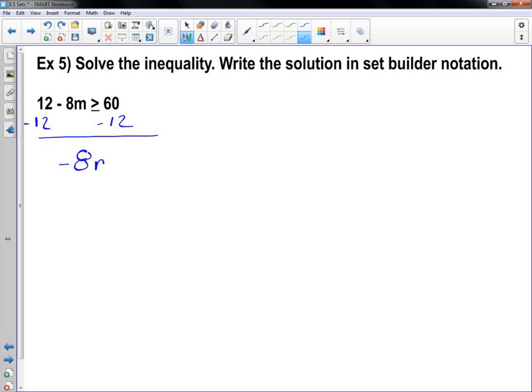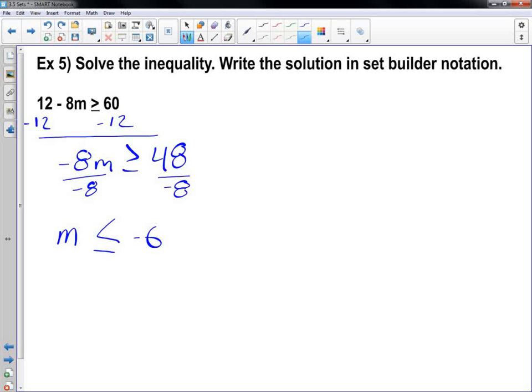Negative 8m is greater than or equal to, I think that gives me 48. Divide by negative 8. Divide by negative 8. What happens? What's different when you divide by a negative? We flip that sign. 48 divided by negative 8, I think it's negative 6. So again, m is less than negative 6.